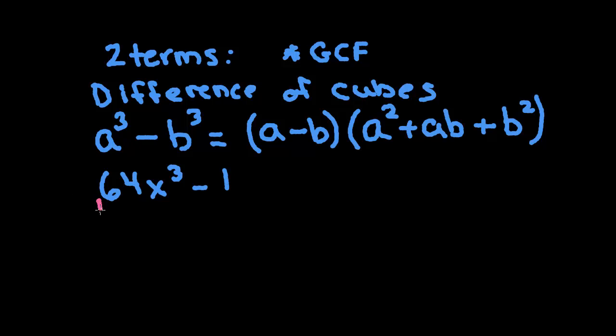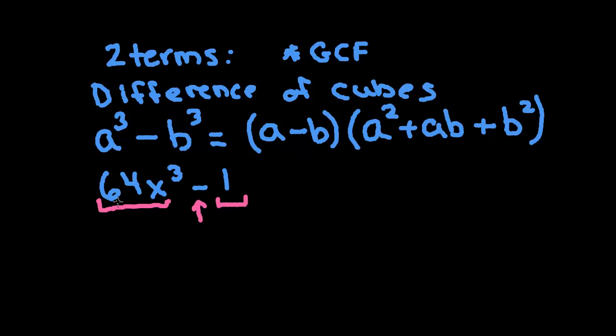So again, we notice that there's two terms. So we're going to go look under our two-term type of factoring. We're going to see if there's any GCF to factor out. There isn't. And we're going to see that it's a difference. So it's either going to be difference of squares or difference of cubes. And 64 is a perfect square, so it could be difference of squares. But x cubed is not even. So it's going to have to be a cube and not a square.